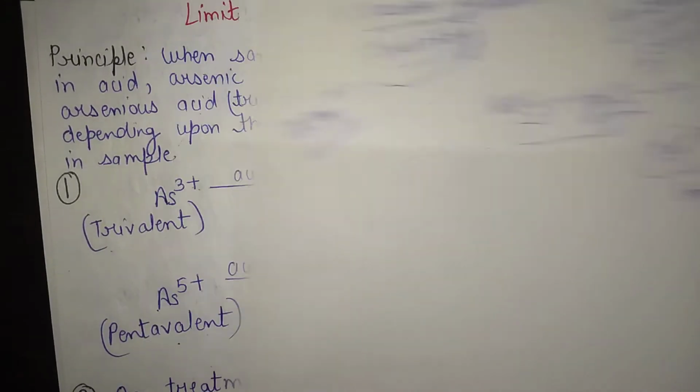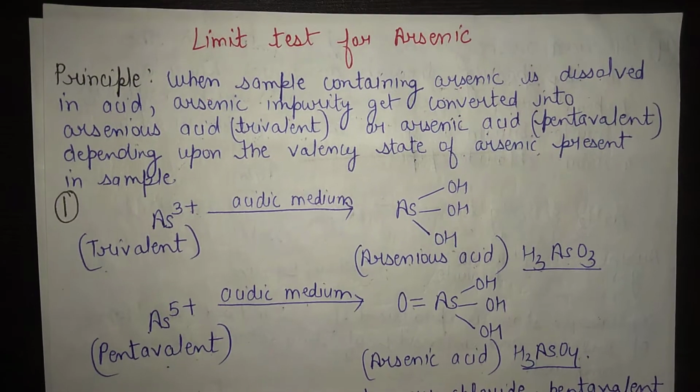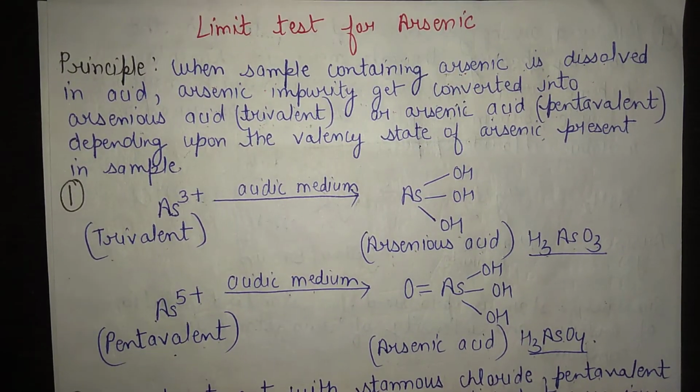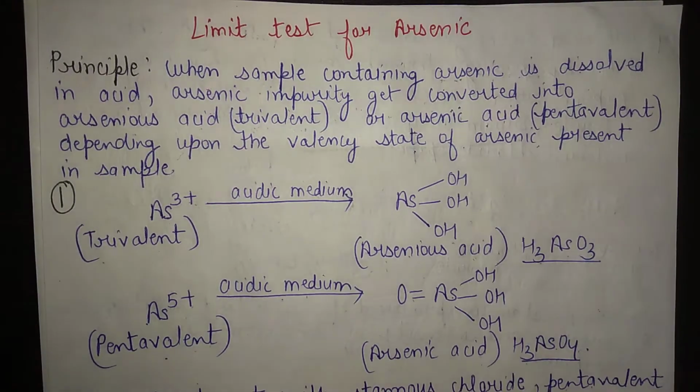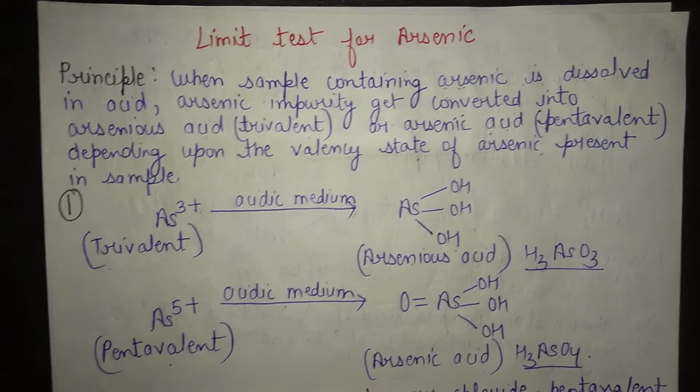So now let us understand the principle for the limit test for arsenic. The principle for the limit test for arsenic is quite long, it has 4 steps, but it is very much easier if you try to understand it. So let us begin.